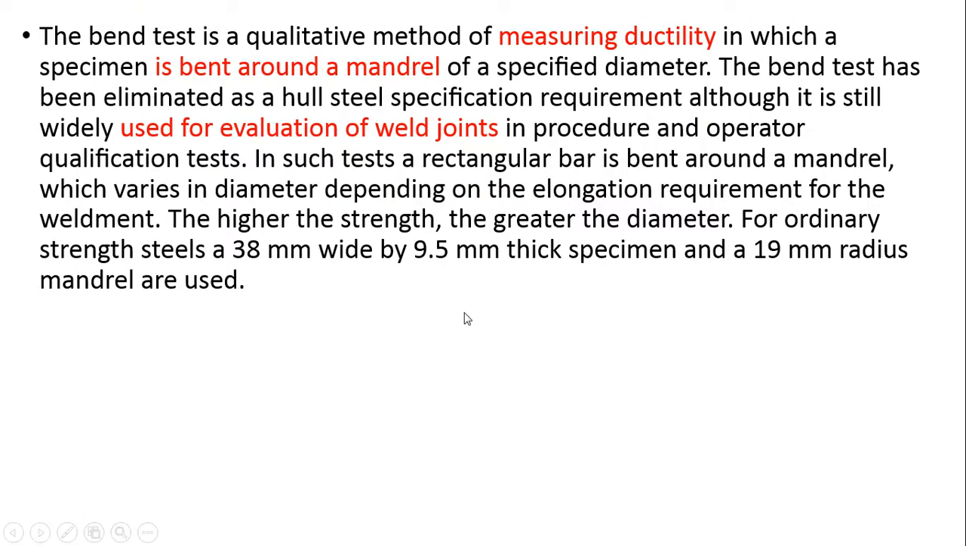So the bend test is used for measuring ductility, and the specimen is bent around a mandrel or specimen diameter. Can you guess, if the ductility is more, will the material bend more or less? If the ductility is more, the bending radius will be lesser or greater? You take a specimen, if the bending radius is very small, that means the ductility is very good. If the bending radius is very large, that means the ductility is very less, but strength is very good. Okay, high strength materials, we cannot bend too much.